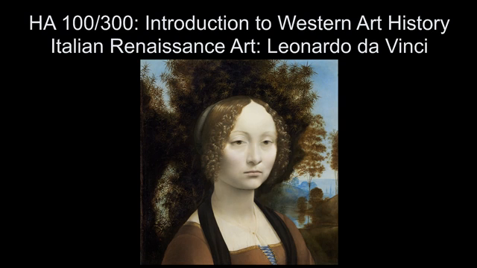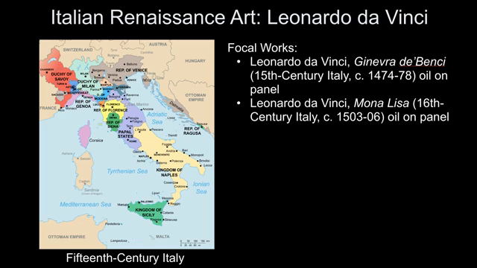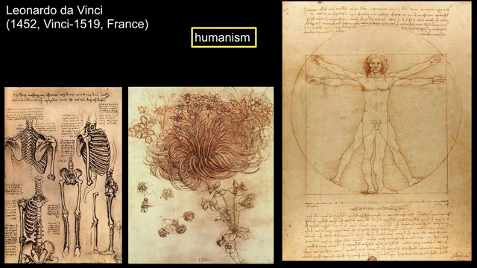In this lecture segment, we are talking about the contributions of Leonardo da Vinci to portraiture. We will focus on his portrait of Ginevra da Vinci. Leonardo was the illegitimate son of a relatively well-to-do notary and comes from Vinci, so his name means Leonardo of Vinci. We call him Leonardo, not da Vinci.